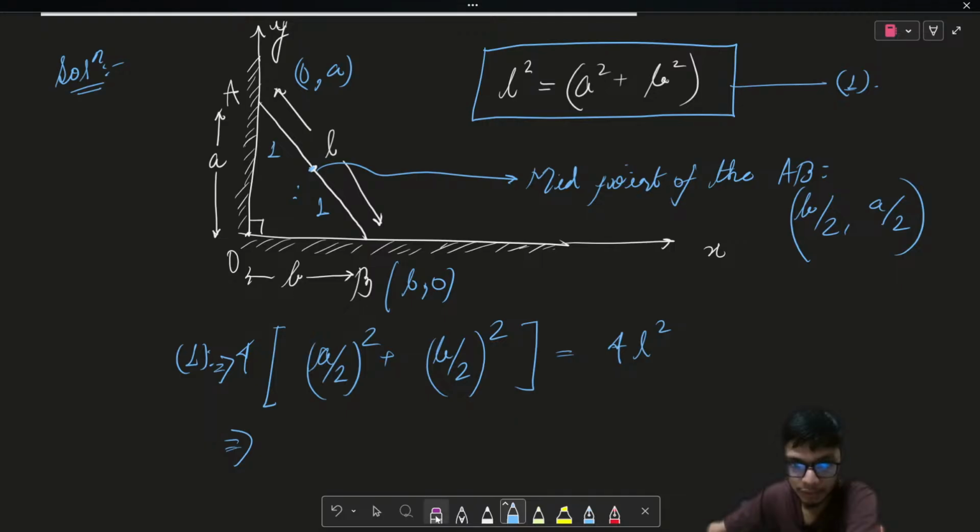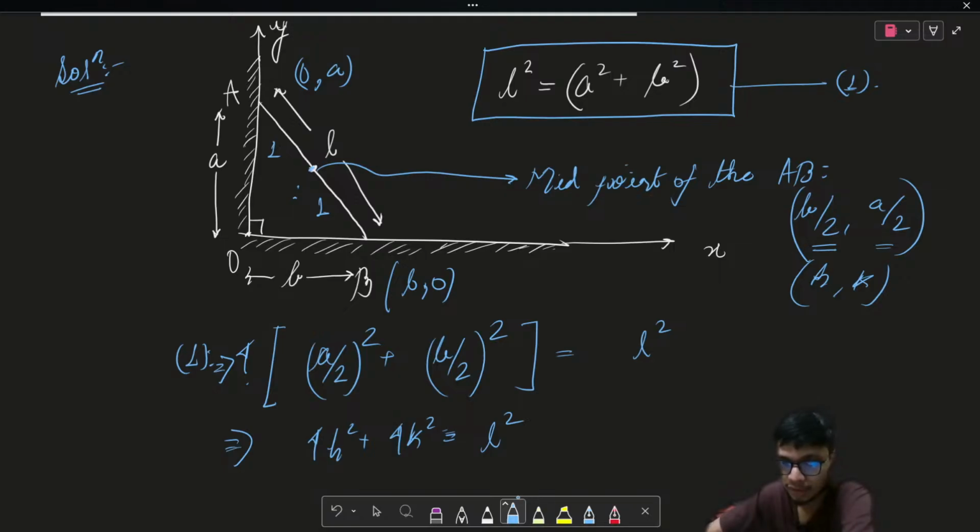Now please note what I'm doing over here is quite a crucial process: I'm multiplying 4 on both the sides. And then in order to remain the same problem, I'm going to assume this as my (h, k) and replace it over here. So if I do that, I can replace it with 4h² + 4k² = L². Okay, is equal to L². I hope this is clear.